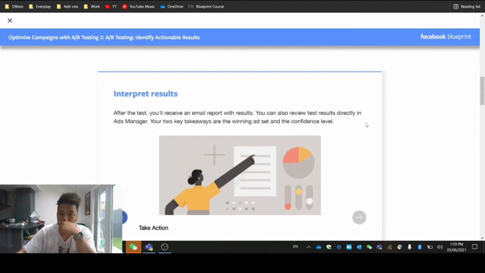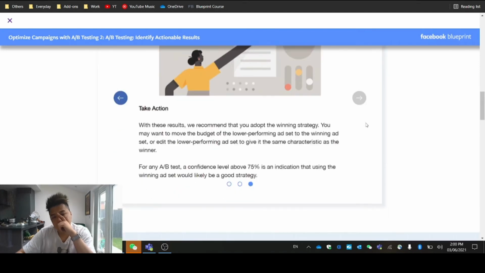You receive an email report with results. You can review test results directly in Ads Manager. Your two key takeaways are the winning ad set and the confidence level.